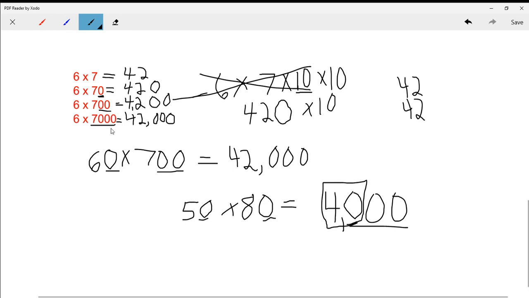But yeah, this is very simple. You just do the base fact and then add the zeros. That's how you do it.